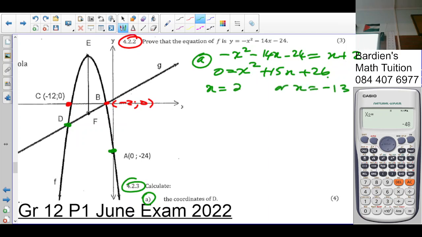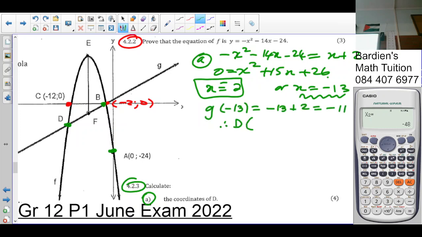And then negative on both, not so. Why do we have two values? Because there are 2 points of intersection. That is where this negative 2 comes from. Okay? But the one that we are interested in for D is negative 13. So what we do is we substitute negative 13 either into the parabola or into the straight line. I'm going with the straight line because that's easier. So that's negative 11. So therefore D is negative 13 and negative 11.